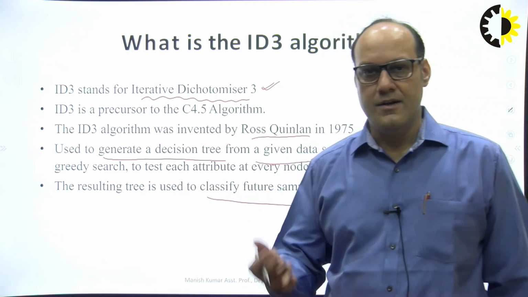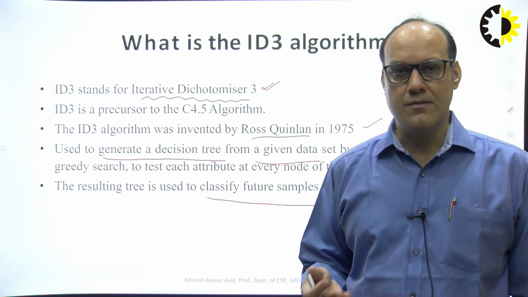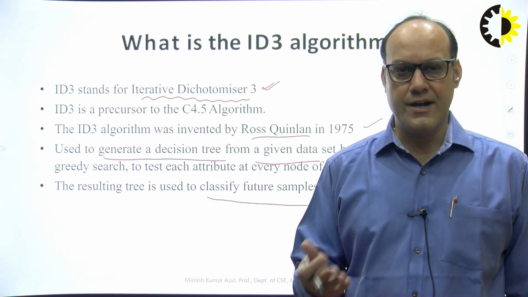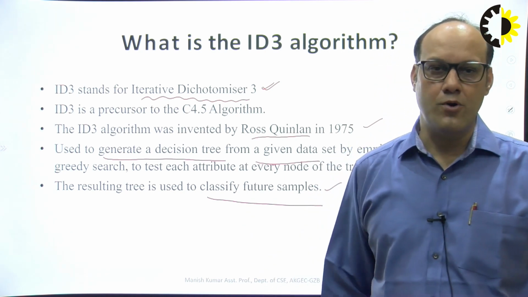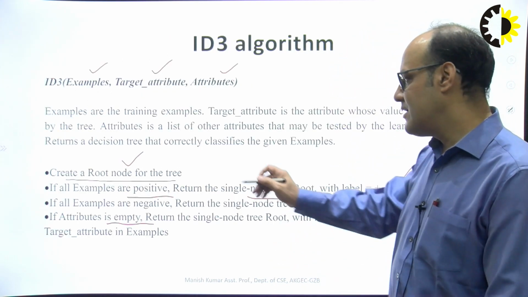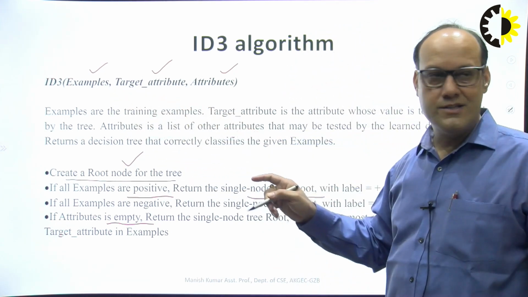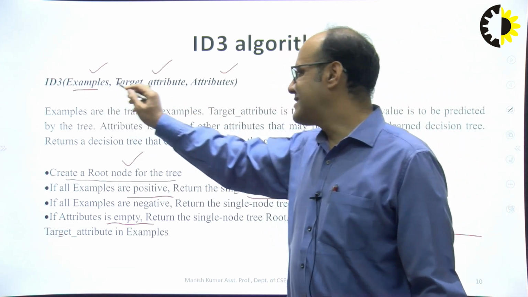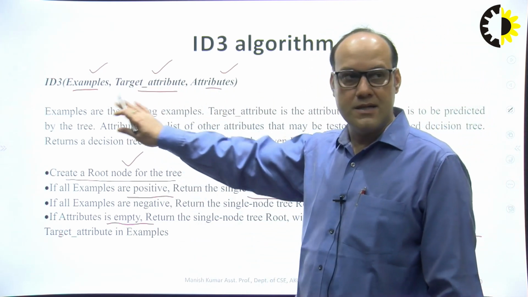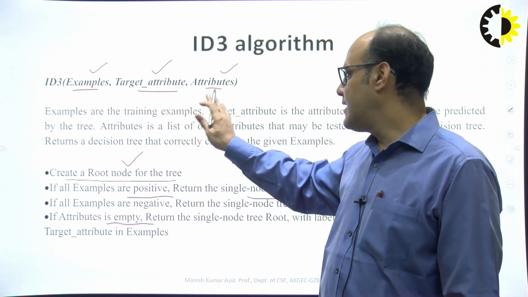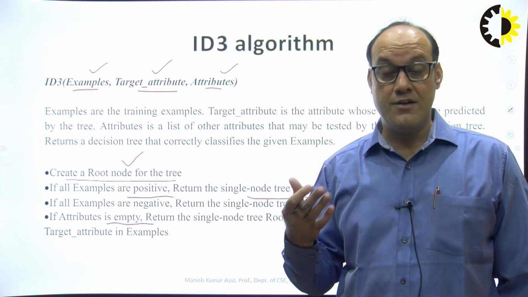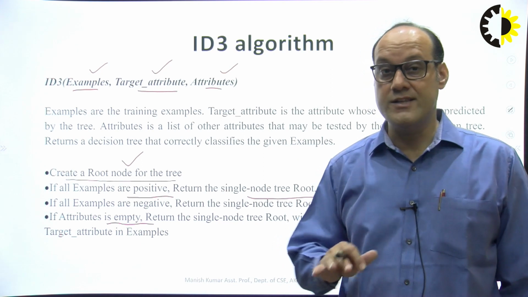As we know, there are two types of data: training data and testing data. Firstly we will train, then we will test our model. Similarly, this is my ID3 algorithm, and I will quickly review it. This is the name, ID3, where we will pass three parameters: some examples, the target attribute, and the attributes on the basis of which we will try to classify the problem.